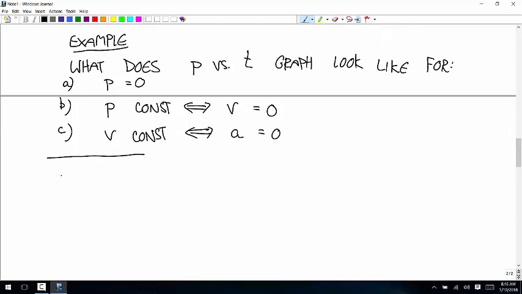Position equals 0 can only look like one thing. Here's your position versus time graph. The graph just has to have a value of p equals 0 the whole way. Remember I said we're not ever going to deal with negative times, so the graph starts at time equals 0 and only goes in the positive direction.